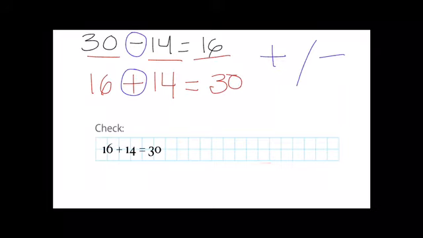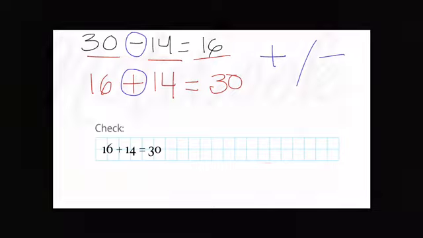Okay, remember, to check the answer, we need to do the opposite. For example, 30 minus 14 equals 16. So to check the answer is 16 plus 14 equals 30. Very good.